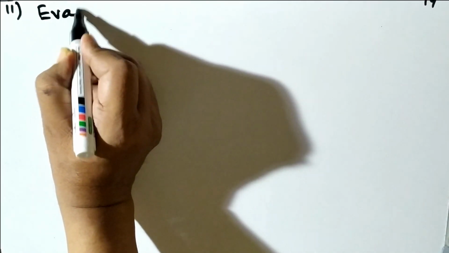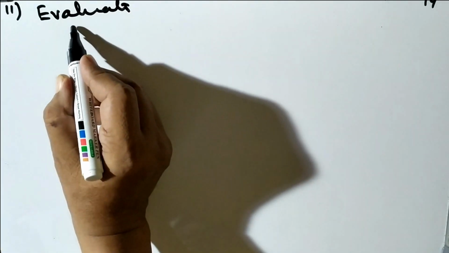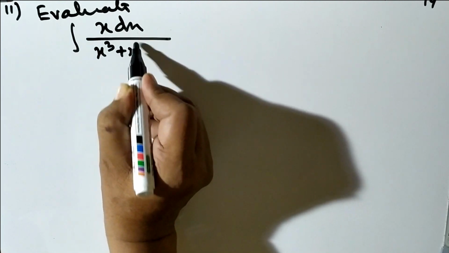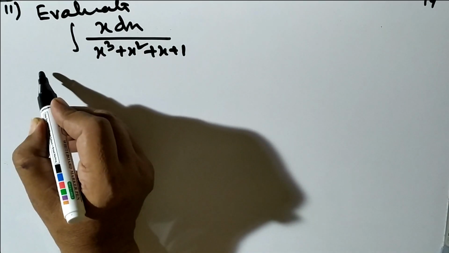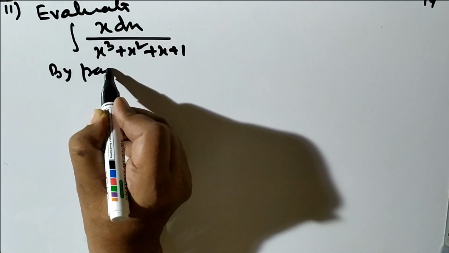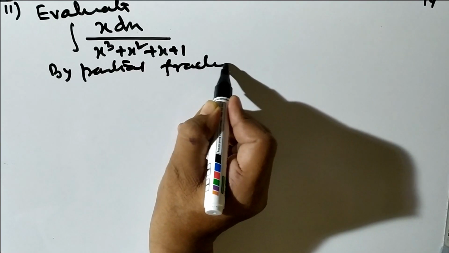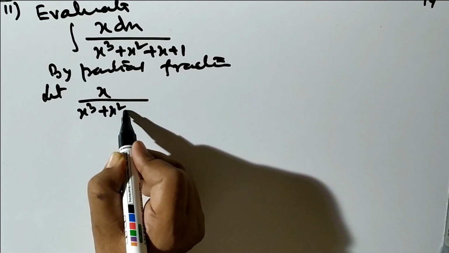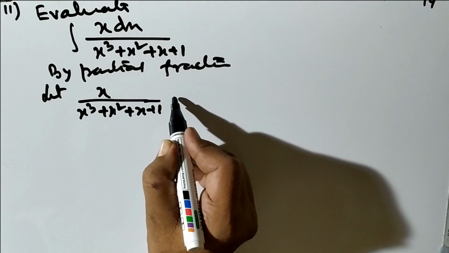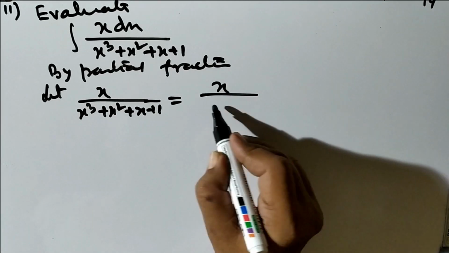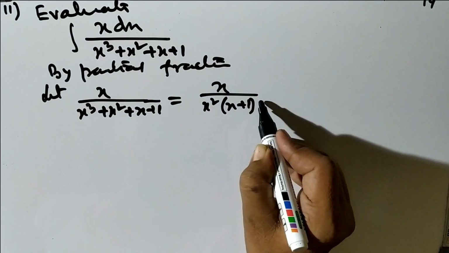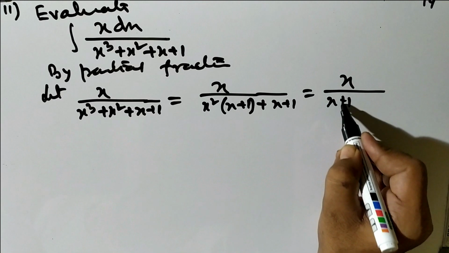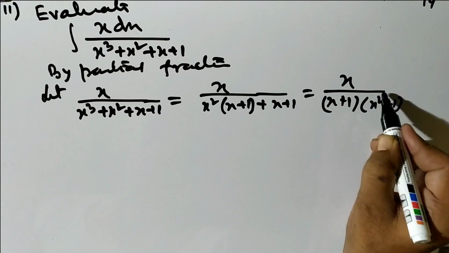Evaluate integration x dx by x cube plus x square plus x plus 1 by partial fraction. Let x by x cube plus x square plus x plus 1, this is equal to x by x square into x plus 1 plus x plus 1, this is equal to x by x plus 1 into x square plus 1.